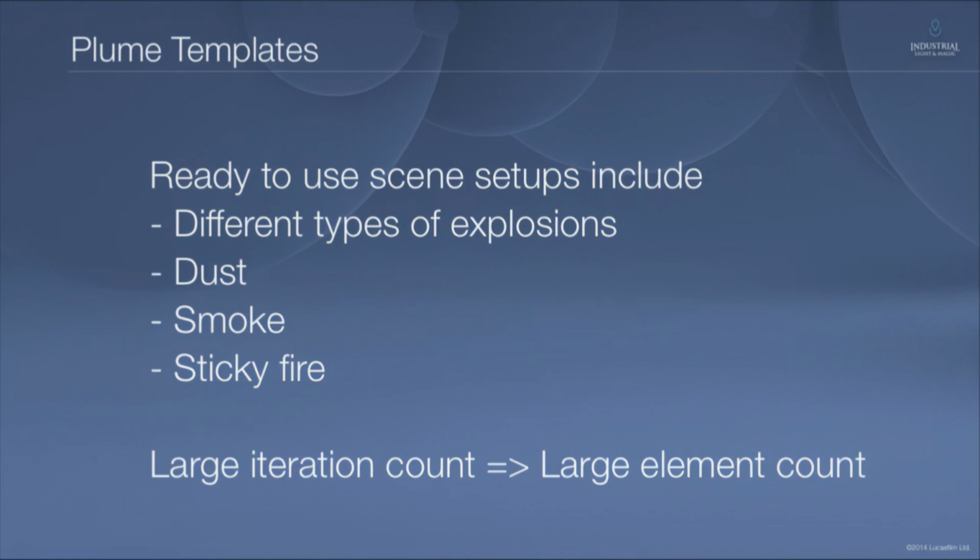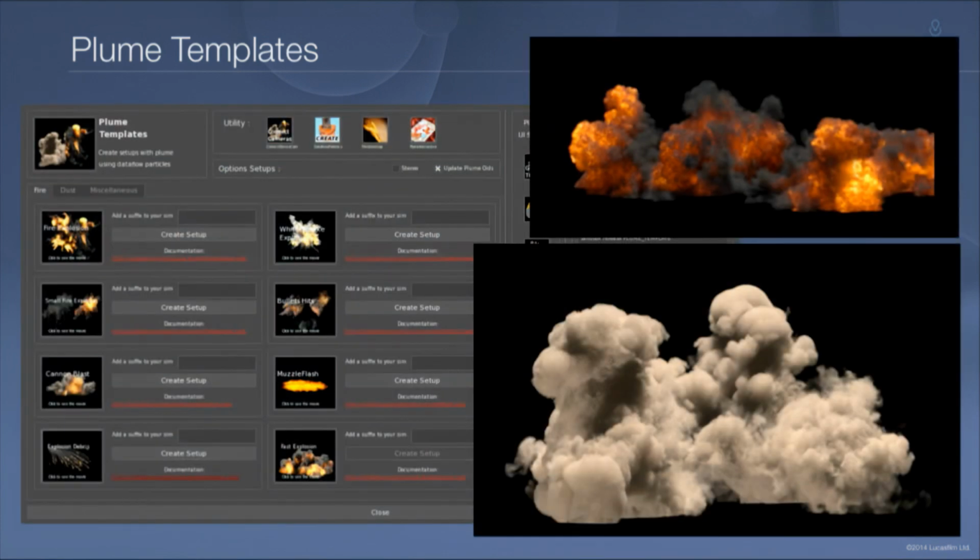Now, as Plume matured, we started building a library of setups that we call templates for different kinds of explosion, dust, smoke, sticky fire onto debris. And what originally was the mandate of raising the number of iterations so that we could converge quicker onto a small number of hero elements became the ability of producing a huge number of elements with very few iterations, and that's what the templates realize. And I'm going to show you.